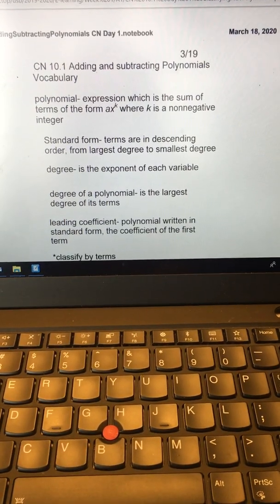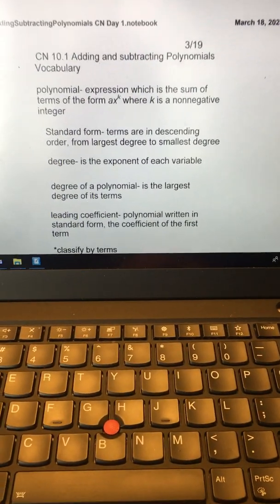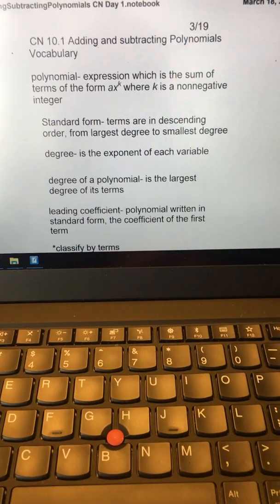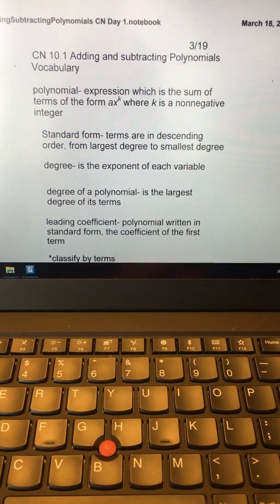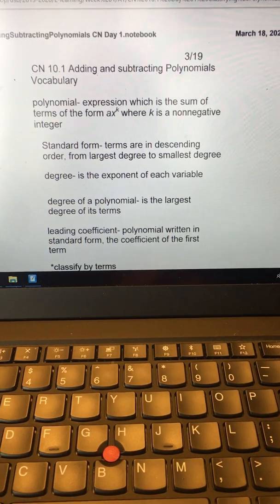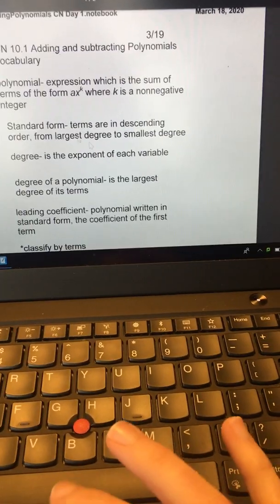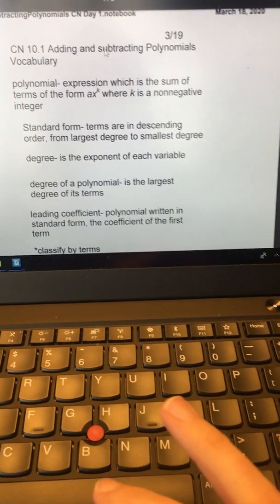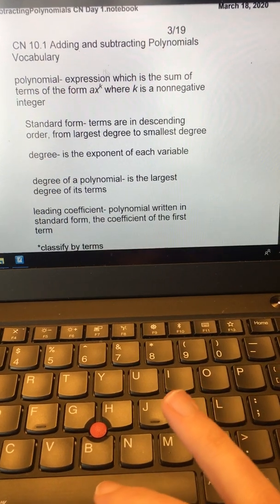Hi everyone, here's our class notes on 10-1, starting chapter 10 on Thursday the 19th. We'll be talking about actually classifying polynomials. Eventually, probably like day 3, we'll start to add and subtract, but that's what the section's called in the book.